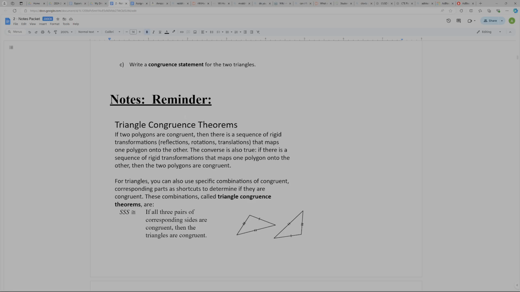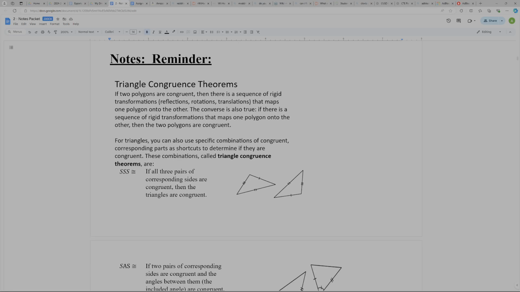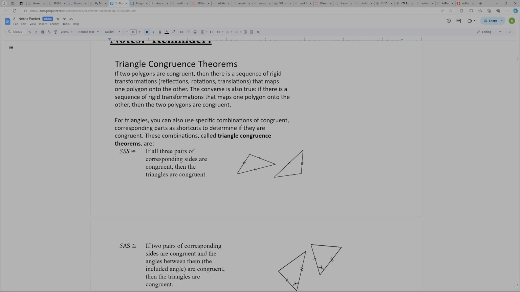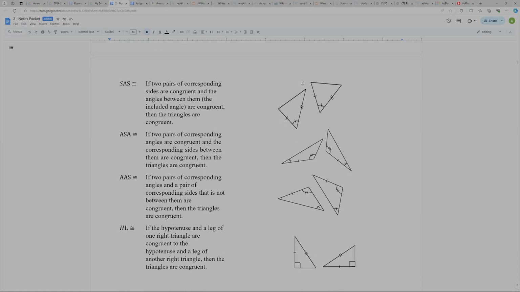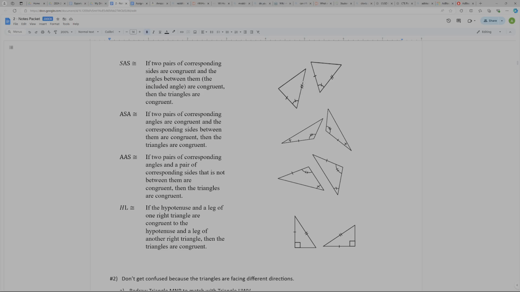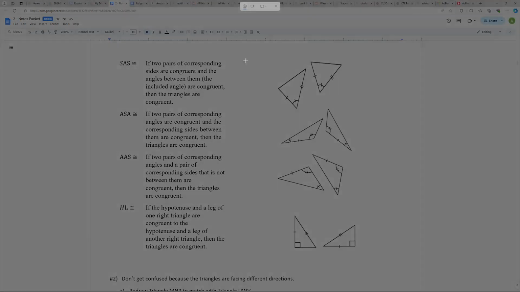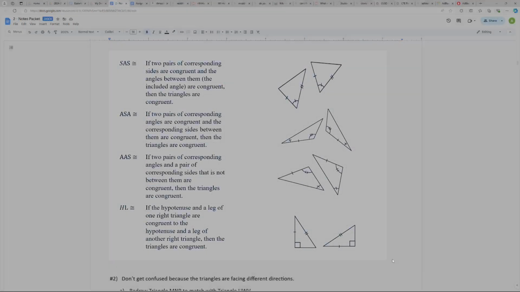Okay, so next up we have some reminders, and these are in front of you guys. So side, side, side. Side, side, side is where all three sides are congruent. Well, there's three pairs of congruent sides. Okay, so these two are congruent, the hypotenuse was congruent, and the other side was congruent. Okay. These ones are a little bit more nuanced.